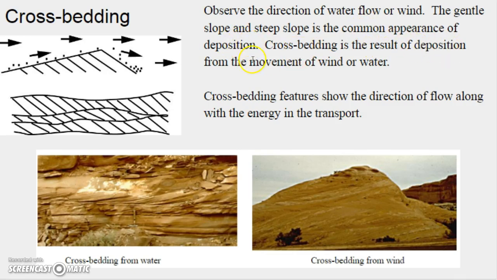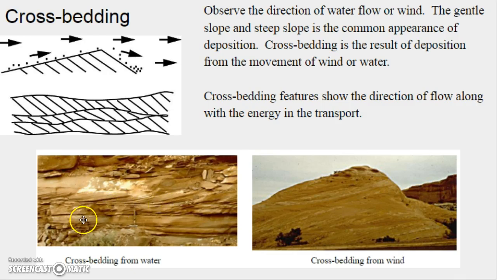Crossbedding is a result of deposition from the movement of wind or water. Crossbedding features show the direction of flow along with the energy in the transport. So if I use this kind of picture to make sense of it, we could say here that the wind is going to be traveling, in this case, from left to right. The differences are going to be the amount of wind. So the angles in which the wind can travel or transport particles is going to vary in terms of the slope.